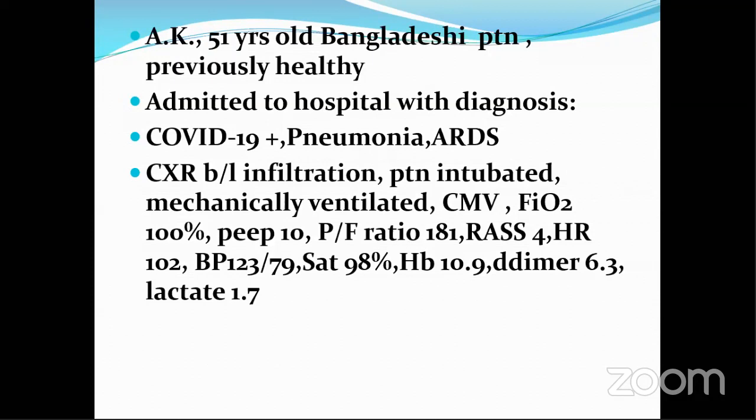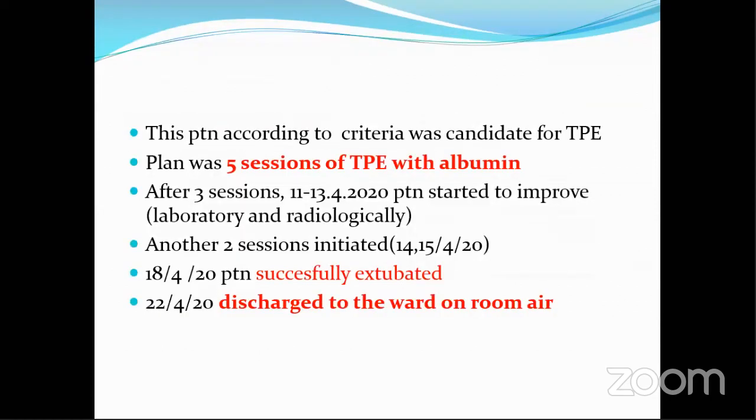The patient was sedated with RASS minus 4. The heart rate was 102. The blood pressure was maintained on inotropes, noradrenaline 0.1, and the saturation was 98%. The hemoglobin was 10.9, D-dimer was 6.3, and lactate was 1.7. So this patient, according to our criteria, was a candidate for therapeutic plasma exchange, and our plan was to do 5 sessions for this patient with albumin.